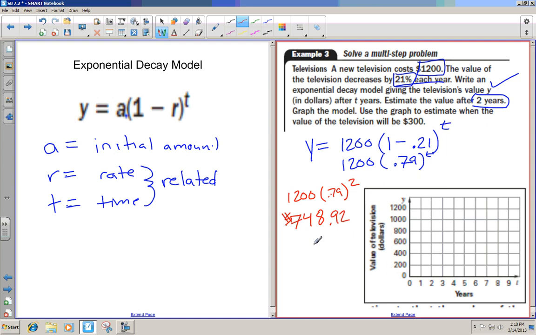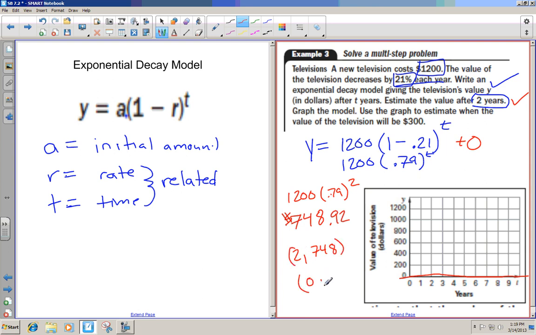Now the next question, it says so we have now estimated that amount. Graph the model. Well, we know you're adding 0, so we know the asymptote follows this line. We know a point, 2, 748.